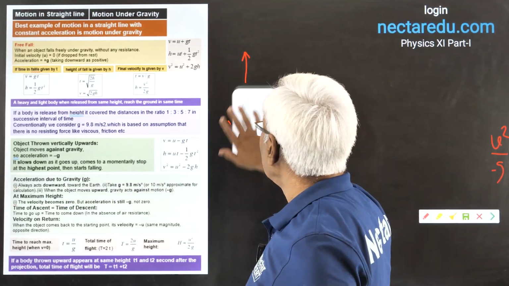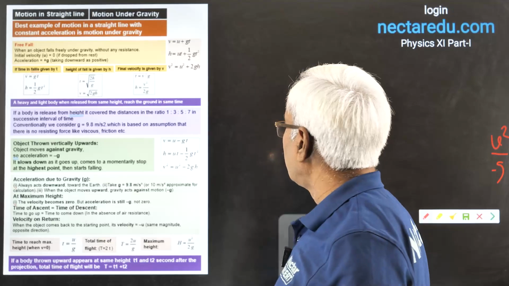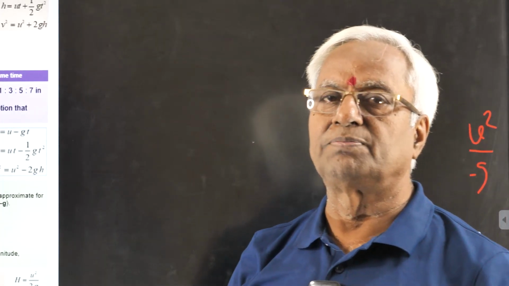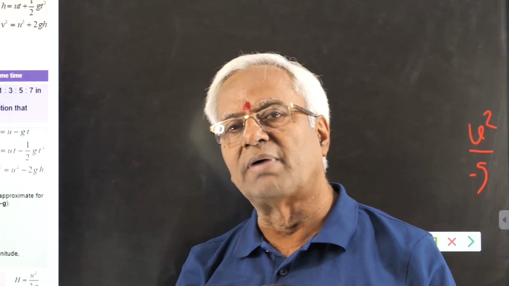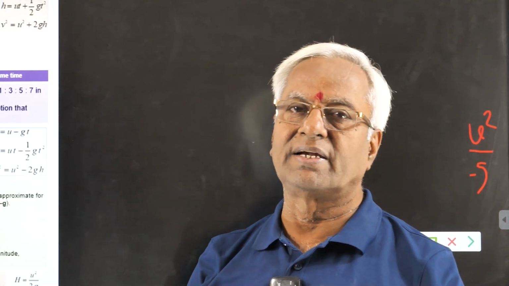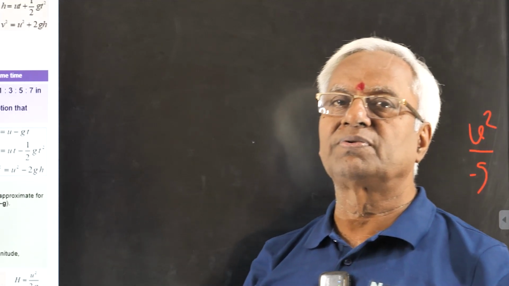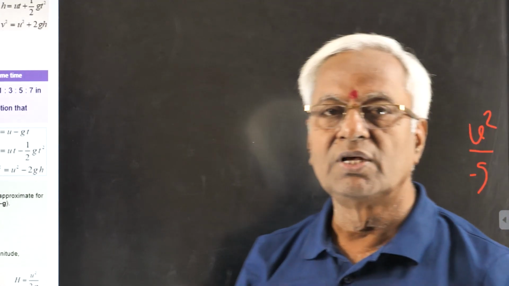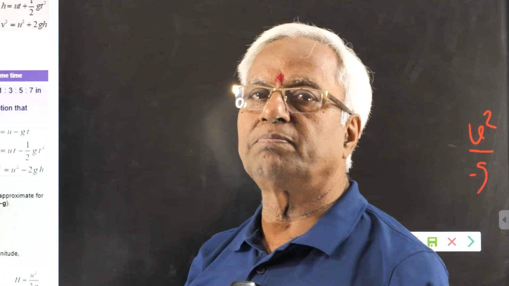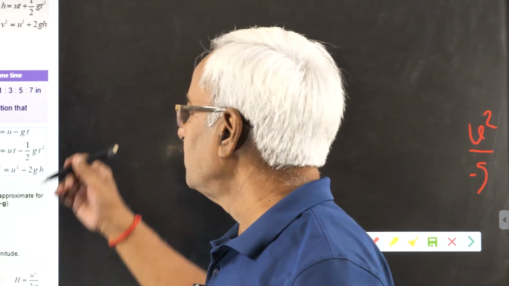Suppose you are using the relations for upward motion, then g is taken minus. In place of plus gt, it will be minus gt. In the first equation, v equals u minus gt. In the second, h equals ut minus half gt square. In the third, v square equals u square minus 2gh. So all the equations are modified by changing the plus sign into a minus sign.